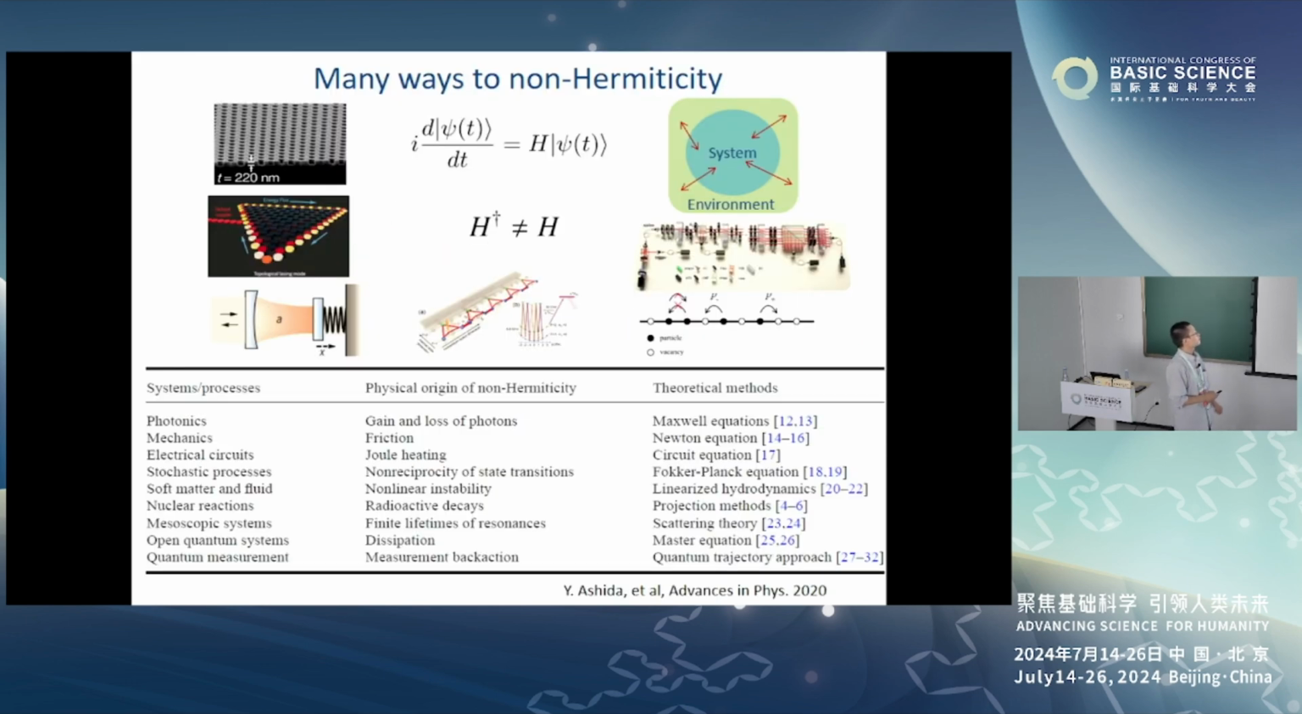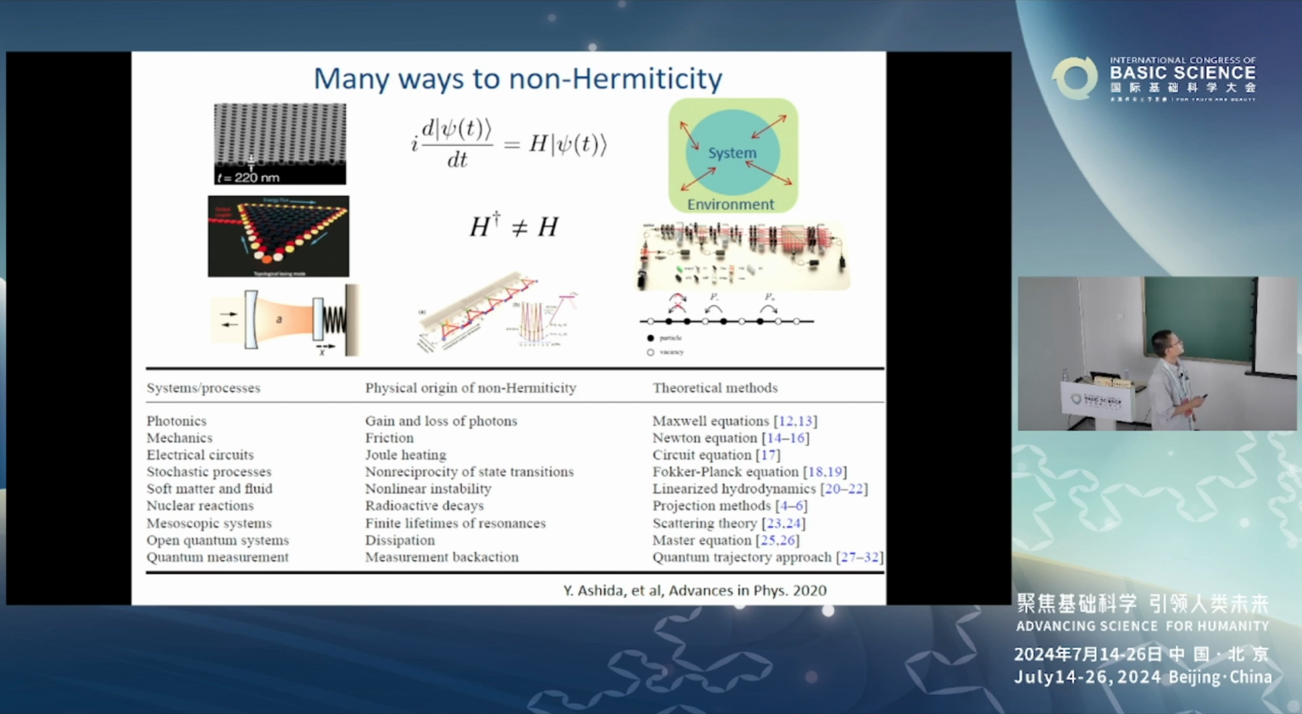So in the standard quantum mechanics textbook, it is often stated that the Hamiltonian of a physical system should always be a Hermitian operator, right? But there is actually a hidden assumption, which is that the system is closed. If the system interacts with the environment, then in general, it cannot be described by a Hermitian Hamiltonian.